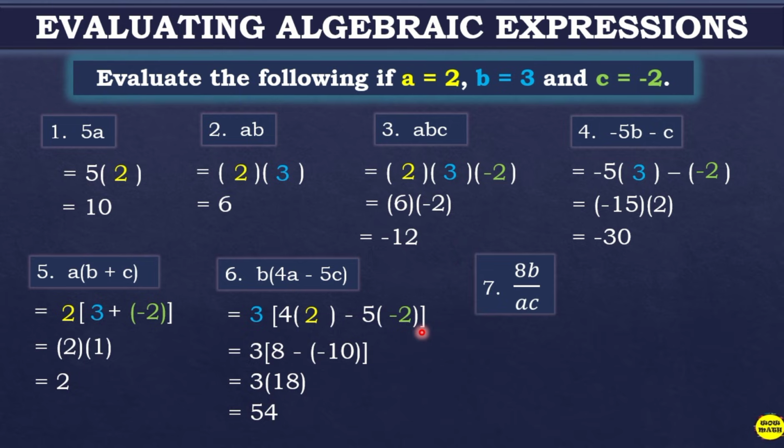Next. So, I have here a fraction. So, meron tayong 8b divided by AC. So, substitute muna natin 8 times your b is 3. Sa denominator, we have A, which is 2, and then C, which is negative 2. So, 8 times 3, that is 24. 2 times negative 2, that is negative 4. So, divide natin, we will get 24 divided by negative 4, that is negative 6. Why negative 6? Same rule as multiplication. So, different signs. Pag different signs sila, negative.